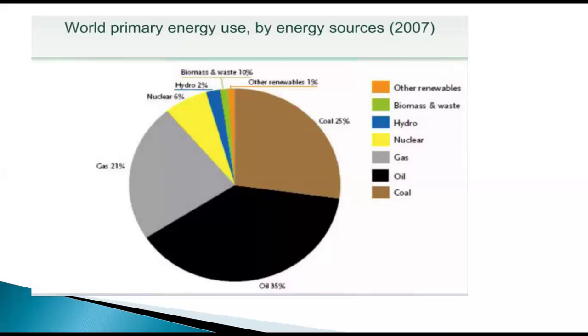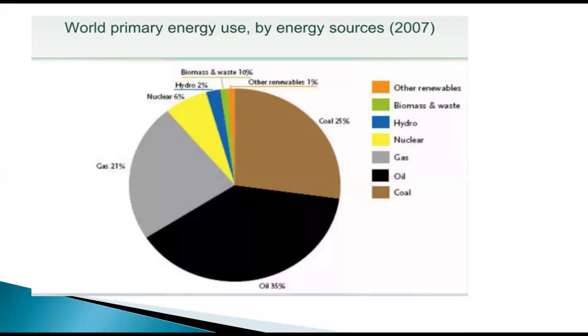The next one is called coal. Coal is approximately 25%, so maybe it increases to 30% nowadays. Because we are generating power mostly using thermal power plants, about 90% of the contribution is from thermal power plants only. That's why the second highest energy use is coal as a fuel. Next one is gas, around 21 to 25%.